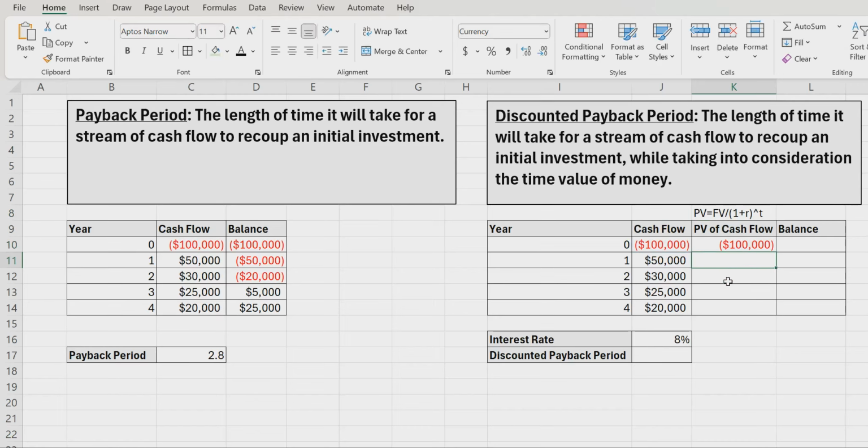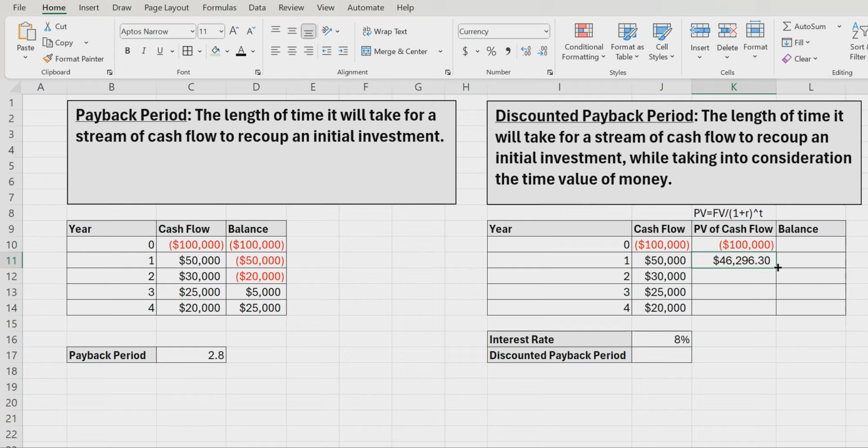Now for this cell, we're going to type equals the future value is $50,000. So we're expecting to get this $50,000 in the future. We divide that by 1 plus, now the interest rate, or sometimes this is called the discount rate. For this example, let's assume it's 8%. So we'll click this cell right here. After you click this cell, go ahead and hit F4 on your computer to lock that cell. Then we'll close the parentheses and raise it to the power of t. So that's the number of years. So we'll click this cell right here for year 1, then hit enter.